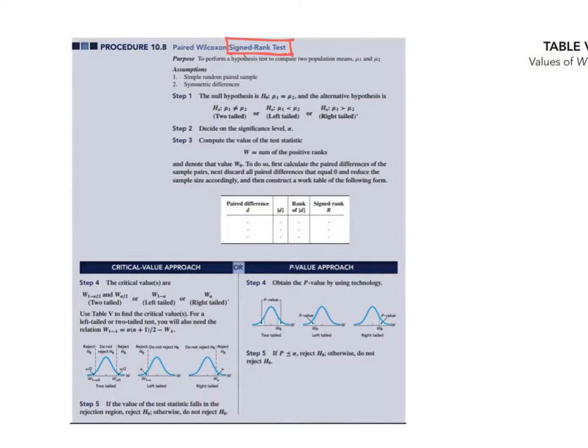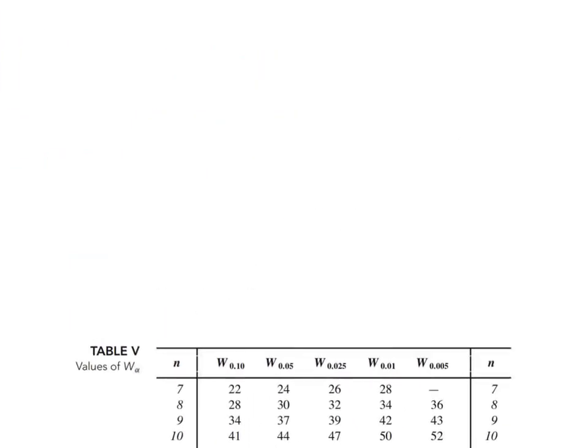So we take the difference, take the absolute value of the difference, assign the ranks and the signed ranks, and take the sum of the positive ranks. Then we take the critical value from the W table and make the decision and conclusion. So let me look at an example.